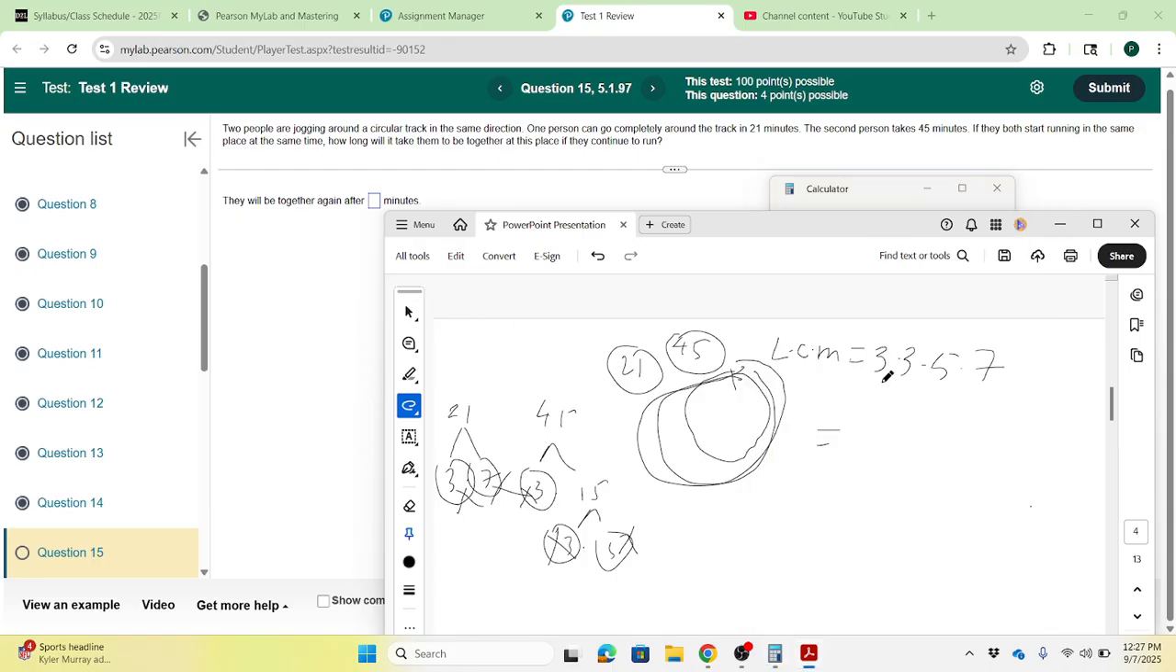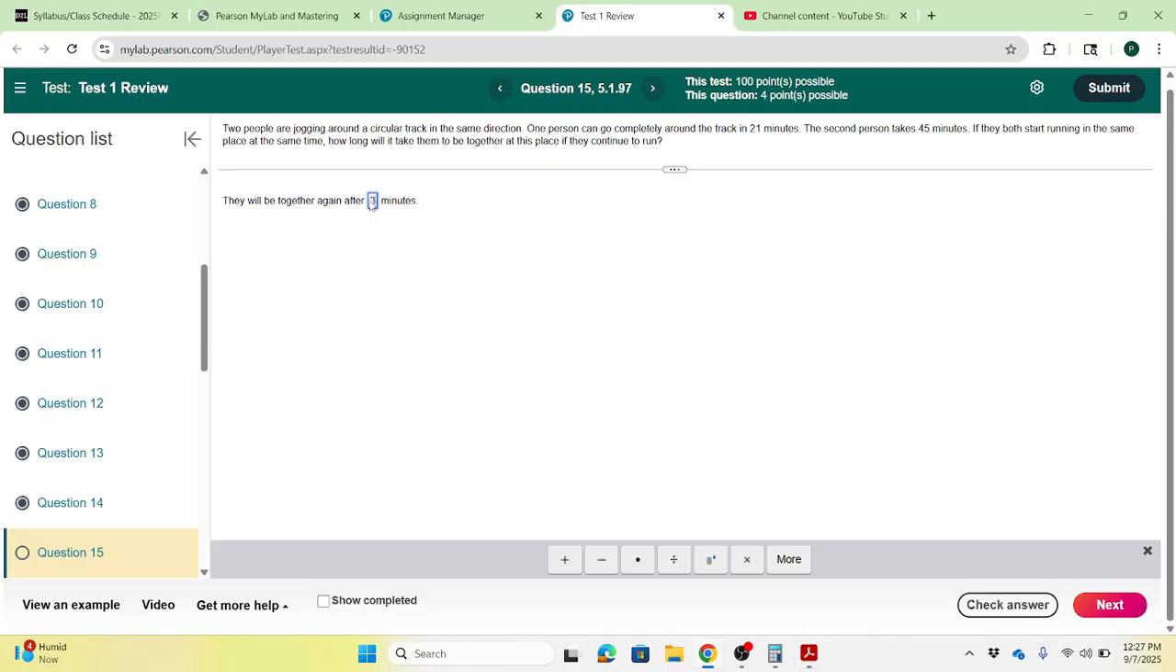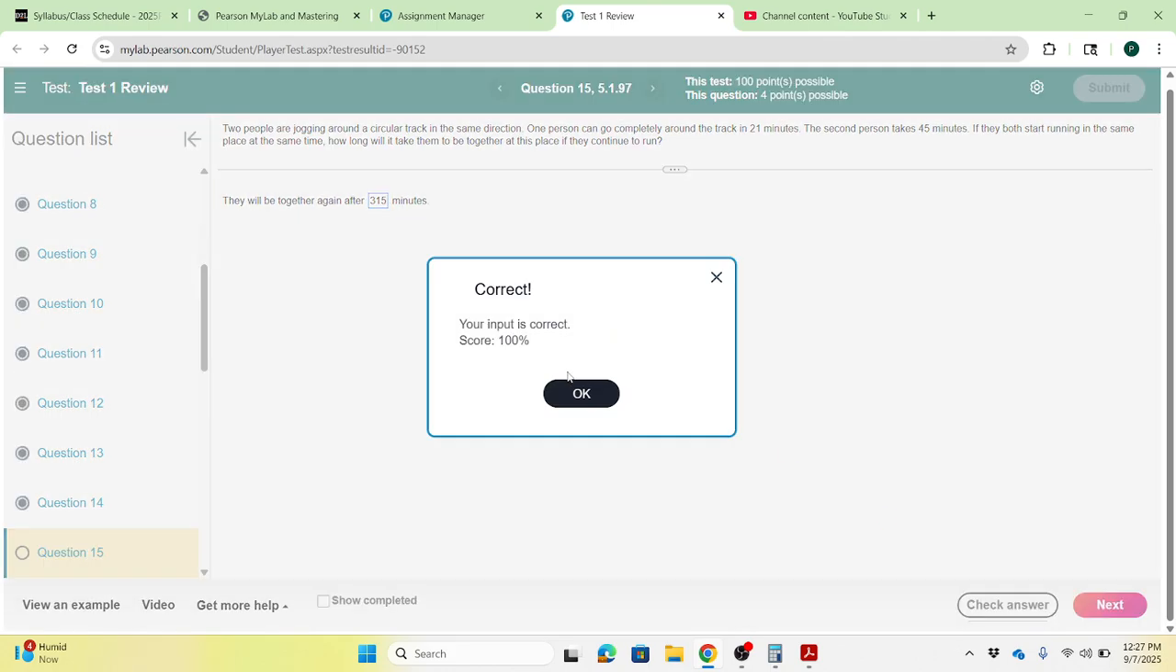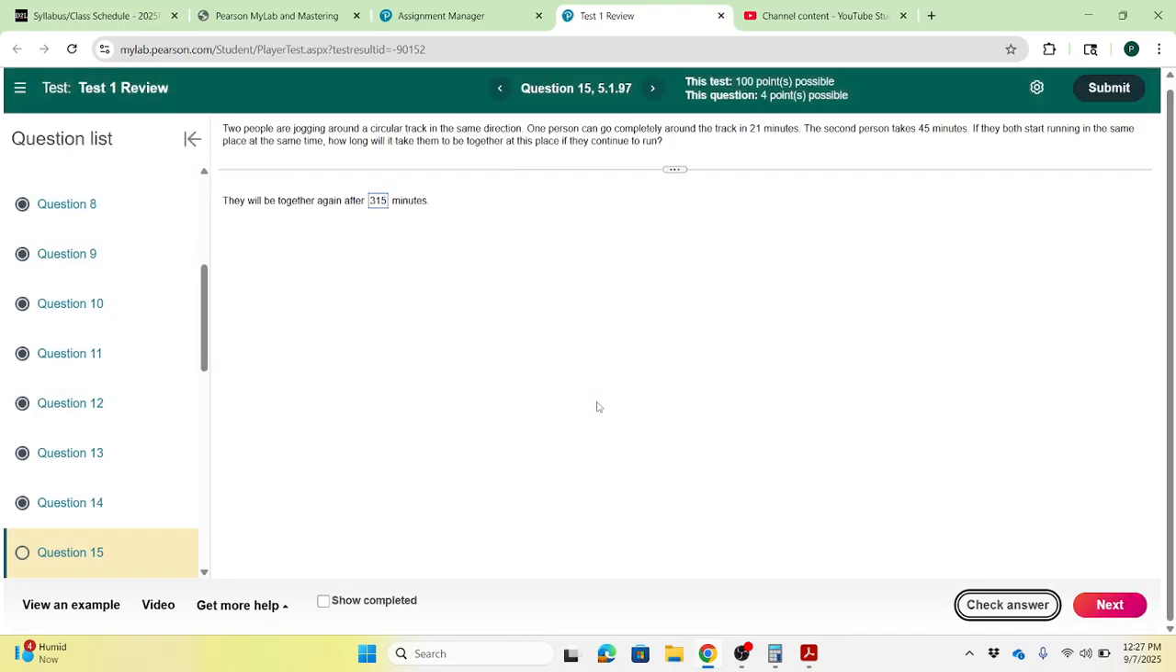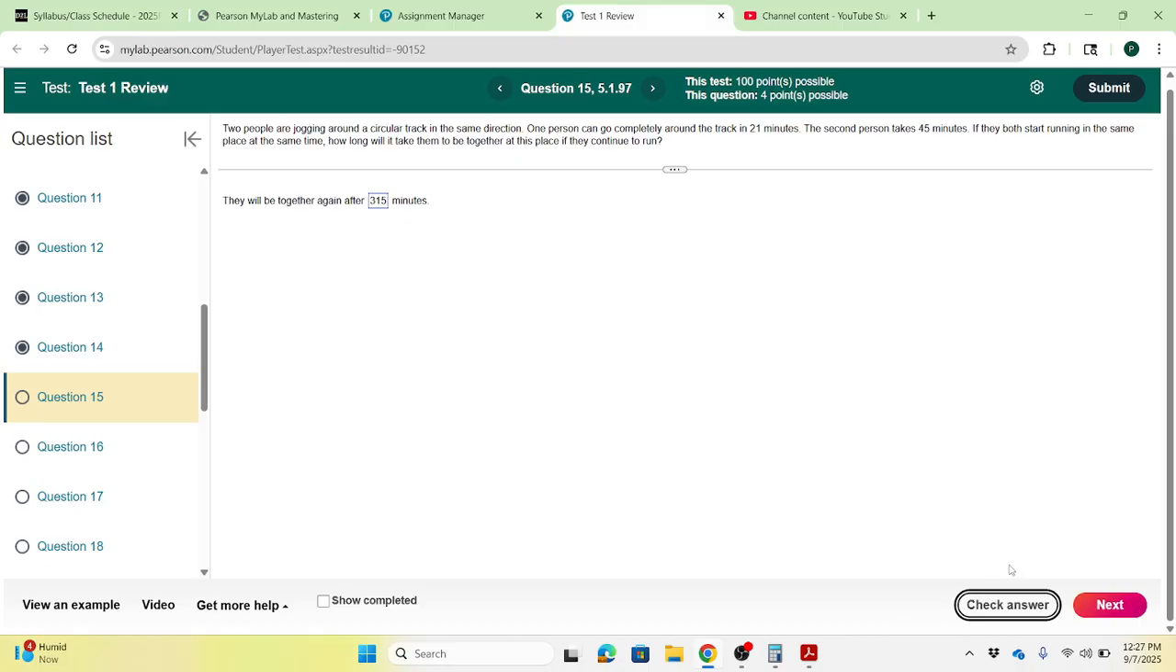After 315 minutes, both of them will be at the same position, because 315 is the least number which can be divided by both 21 and 45. So we can answer this question by finding the least common multiple. You have to be careful when you answer this type of question. Sometimes it's a greatest common factor, but sometimes it's a least common multiple.